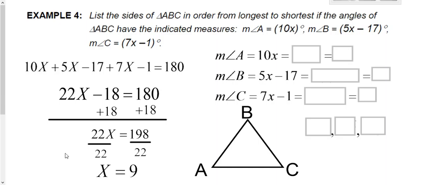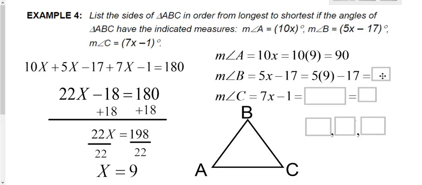Okay. Now we can plug that number in for x right here. So measure of angle A is 10x, so that's 10 times 9, which is 90 degrees. Measure of angle B is 5x minus 17, so 5 times the x number 9 minus 17. Put that in your calculator, you should get 28. Let me know if I make a mistake. And then the last one, we got 7 times 9 minus 1 here, and we get 62. I did double check and added all those up, and they did add up to 180.